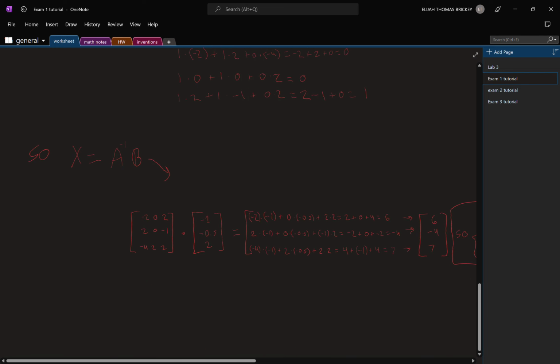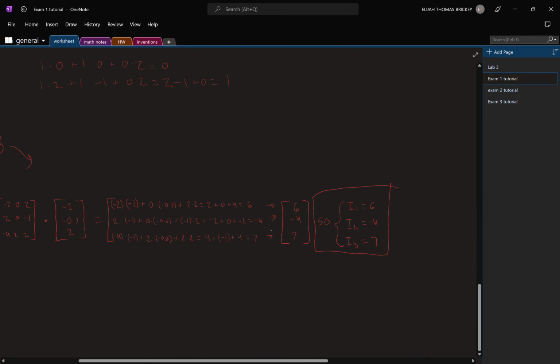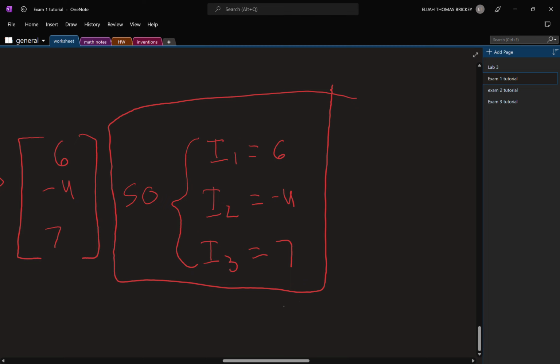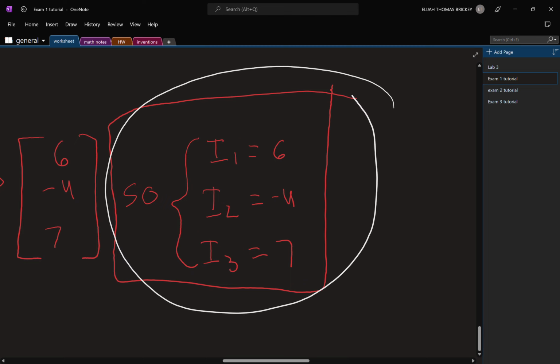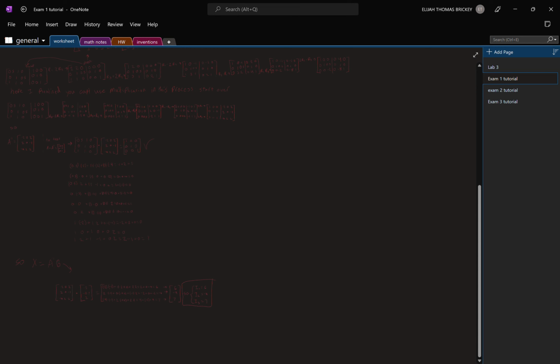And then now I plugged in X equals A inverse B, and that is this times this equals this times this, and this is my answer. I1 equals 6, I2 equals negative 4, and I3 equals 7. That's my answer, and this is my work.